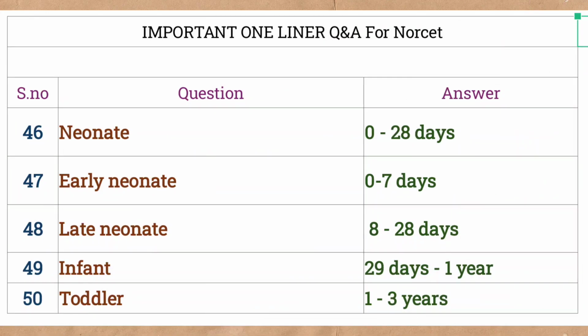46. Neonate: 0 to 28 days. 47. Early neonate: 0 to 7 days. 48. Late neonate: 8 to 28 days. 49. Infant: 29 days to 1 year. 50. Toddler: 1 to 3 years.